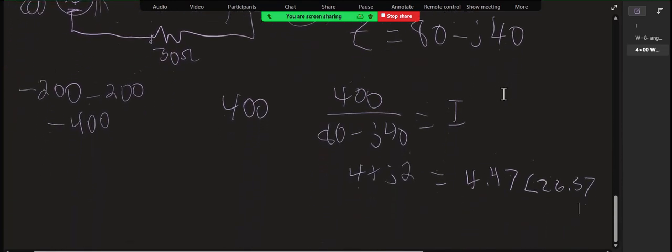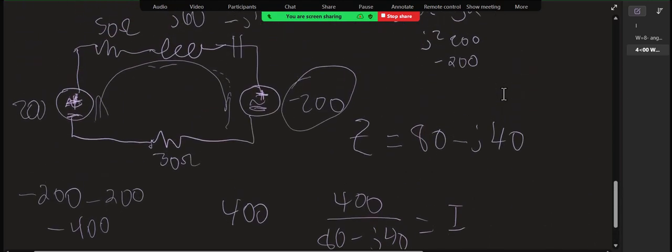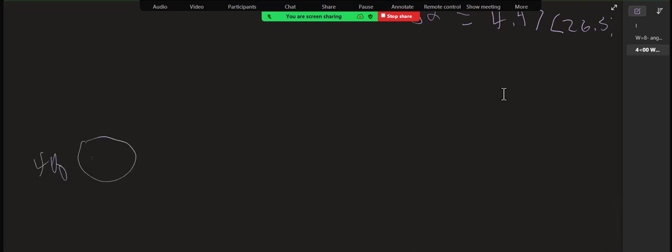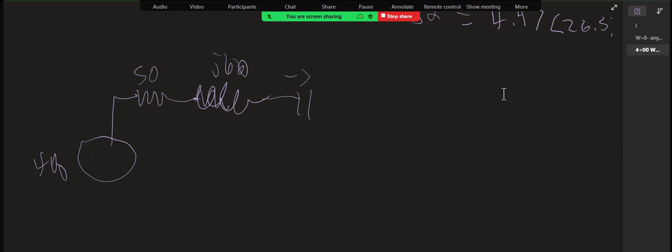Okay, so now how could I get the voltage across that inductor? So let's think about if I had a total voltage source of 400 and I had a 50 ohm, a j60, and a minus j100, and a 30 ohm. How could I get the voltage just across that inductor?